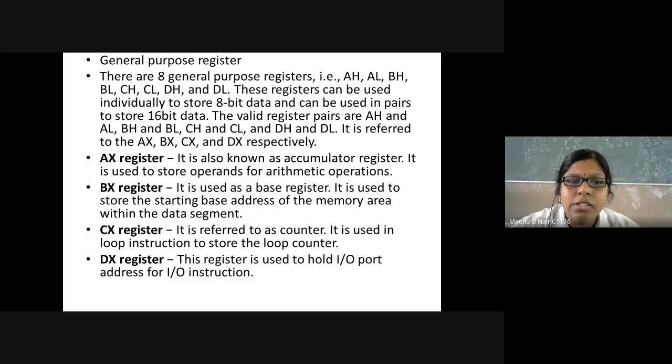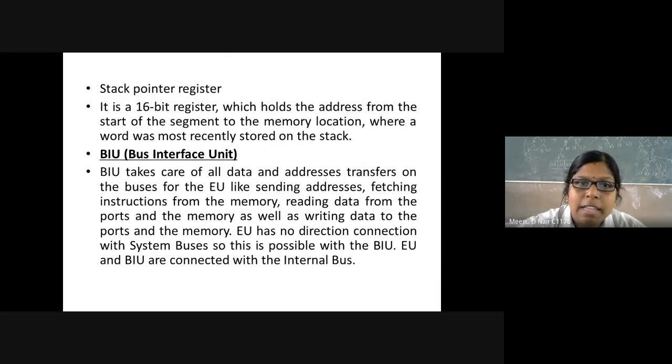AX is used for arithmetic operations, so it is the accumulator register. BX is the base register. CX is the counter register, used as a counter. DX is used for input output operations. These are the operations of your general purpose registers. Then we have seen the stack pointer register, which you have seen in the 8085 also.